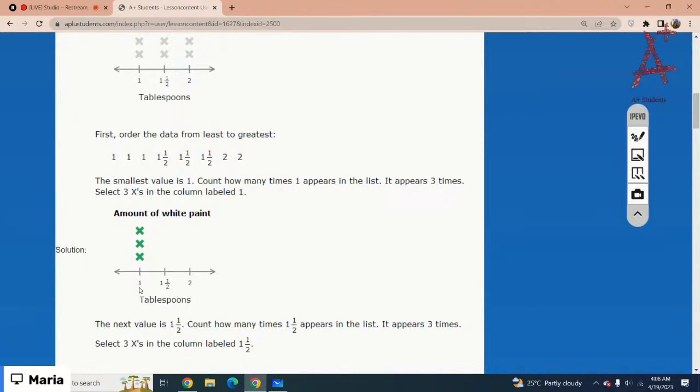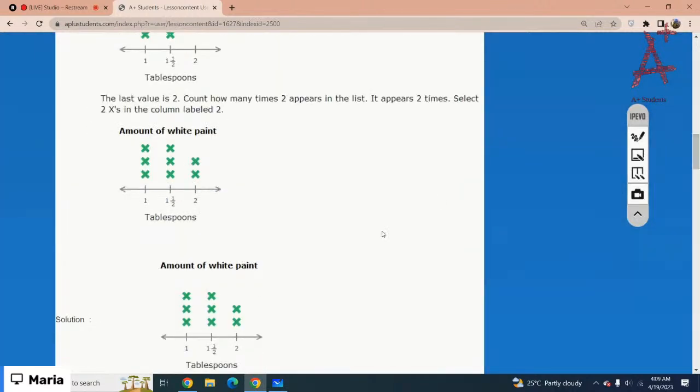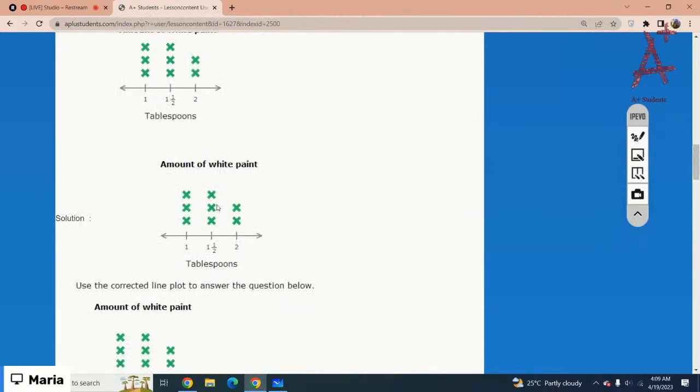You have 1. So for 1, you have 3 entries, 1, 2, 3. Just make 3 crosses. Got it? The next is 1 whole 1 by 2. So 1 whole 1 by 2 appears 3 times in the data. So here you have 3 crosses in front of 1 whole 1 by 2. Got it? Then you have 2. So 2 appears 2 times. So then you have 2 crosses in front of 2. So that would be the final line plot. Got it?